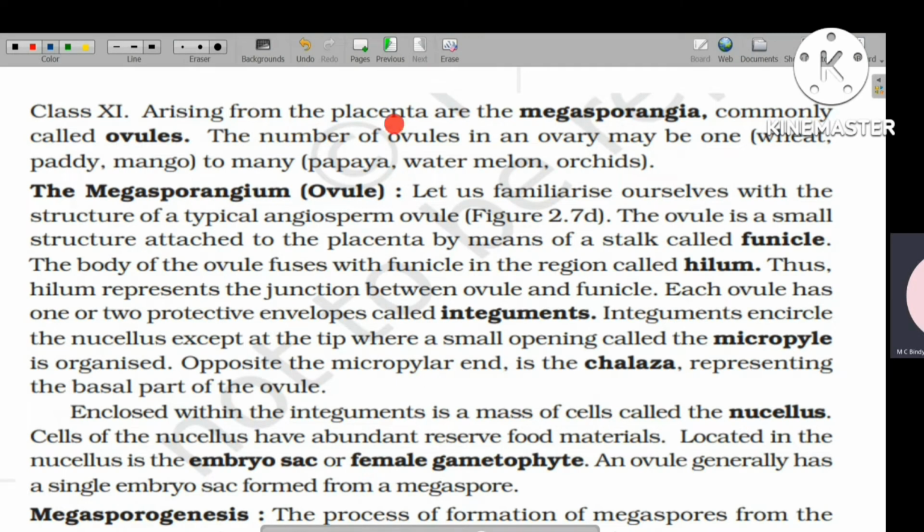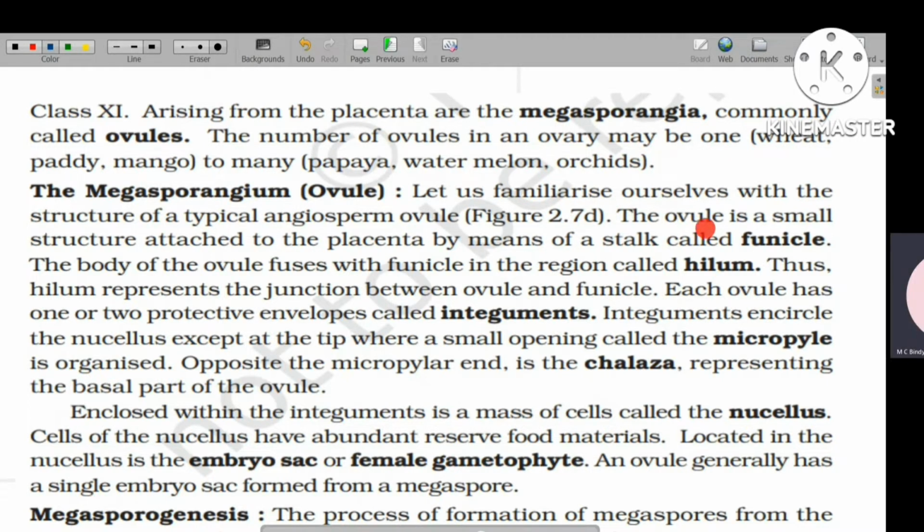Arising from the placenta are the megasporangia, commonly called ovules. The number of ovules in an ovary may be 1, as in wheat, paddy, mango, to many, as in papaya, watermelon, orchids. The megasporangium or ovule. Let us familiarize ourselves with the structure of a typical angiosperm ovule.